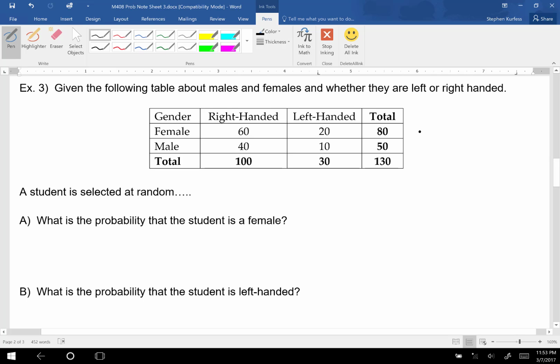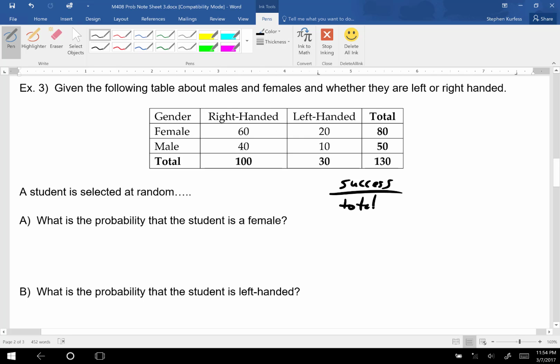And if you add these up going to the right, it's 60 plus 20 is 80, 40 plus 10 is 50, going down, 60 plus 40 is 100, and 20 plus 10 is 30. And then if I add the 80 plus 50, I get 130. And if I add the 100 plus 30, I get 130 as well. So kind of everything adds up, okay? So here's the deal. A student is selected at random. What is the probability that a student is a female? So remember, probability is success over total outcomes.